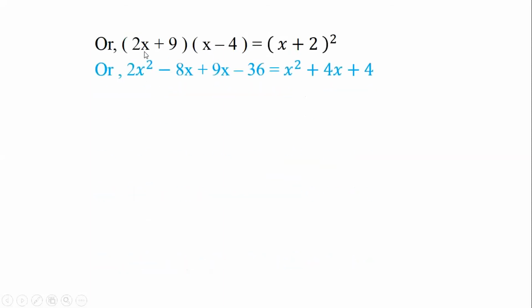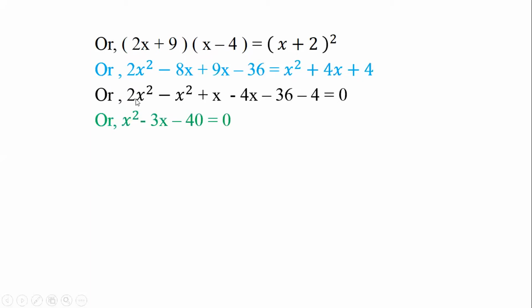But if we multiply this term by this term, then we get this equation. Here 2x into x equal to 2x squared, 2x into minus 4 equal to minus 8x. 9 into x, that means 9x. 9 into minus 4, that means minus 36. Here, if we apply the formula (a plus b) whole square, then we get x squared plus 4x plus 4. But if we change the side for this term, then we get 2x square minus x square plus 9x minus 8x minus 4x minus 36 minus 4 equal to 0.